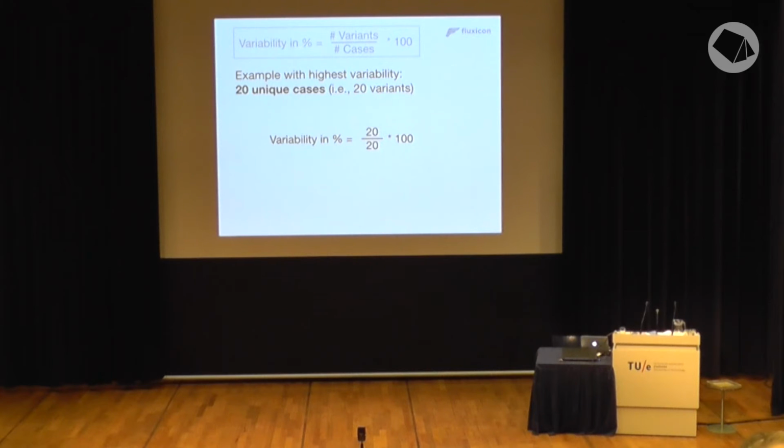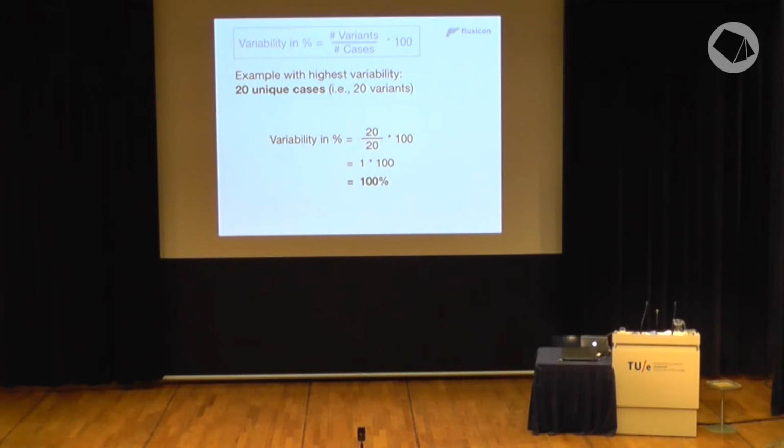For example, let's take the extreme case. You have 20 unique cases. So you have 20 cases, and each of them follows its own variant, right? So every case is unique. Well, that's the most variation that you can get in a process. So if you fill that in and calculate the formula, you get 100% variability for that particular metric. It's just one way to do it.